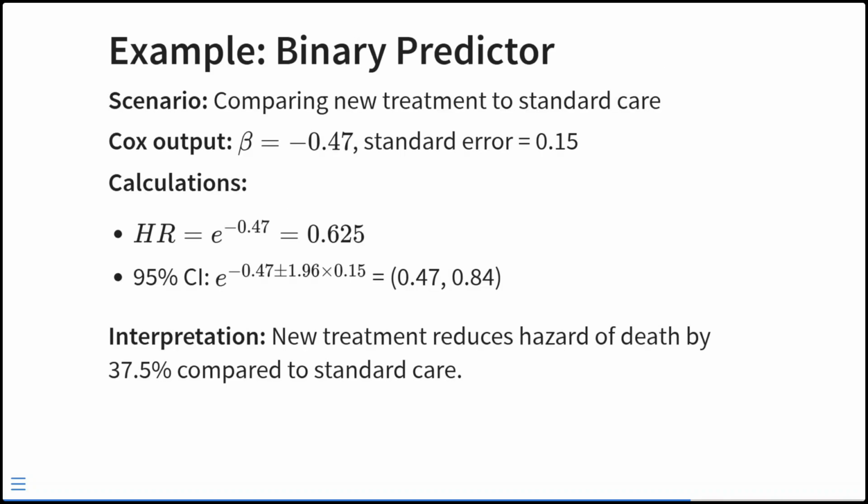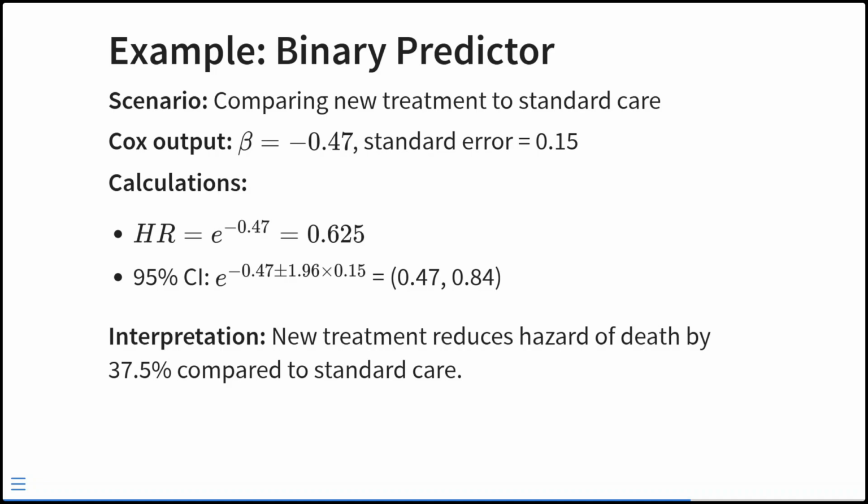So for example, for a binary predictor, you can see the Cox output can give us a coefficient of minus 0.47 and a standard error of 0.15. So the exponential of that minus 0.47 will give us the hazard ratio, which is 0.625, with a confidence interval of 0.47 and 0.84. What this means is that that particular new treatment reduces the hazard of the outcome by 37.5% compared to the standard care.